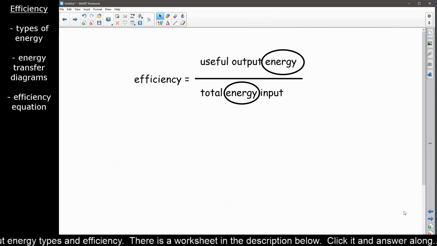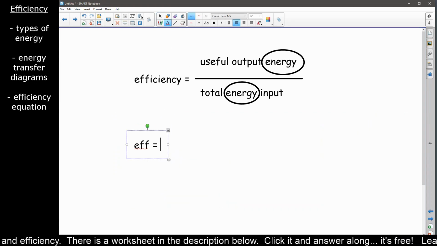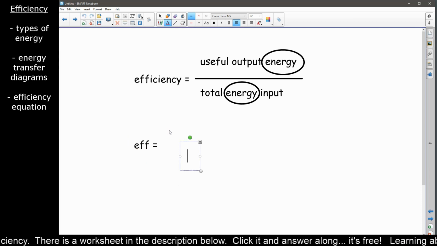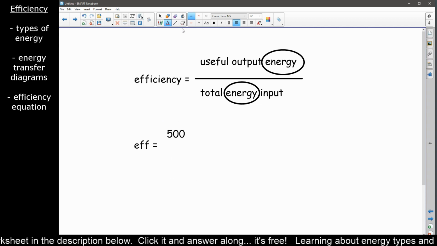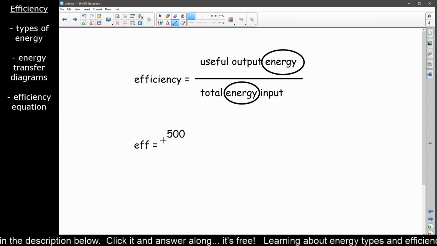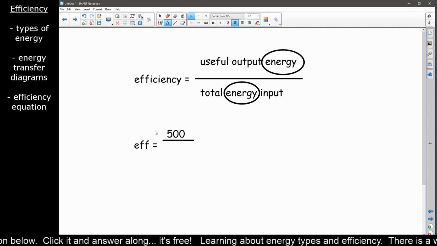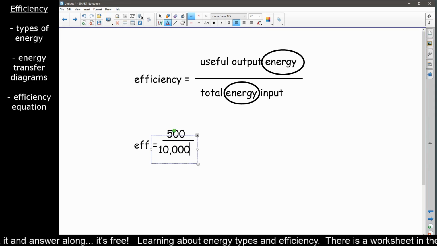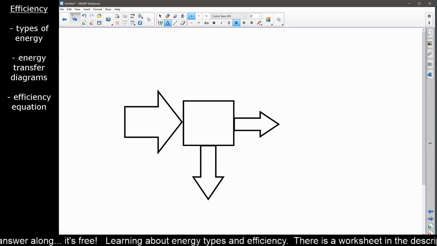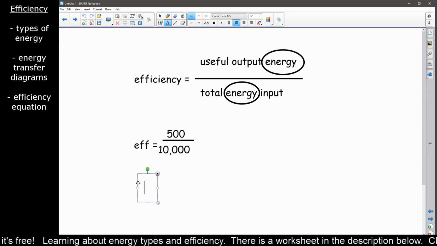Now let's do the other situation. Let's try that our efficiency is equal to, once again, we had an output of 500 joules of useful energy. Notice that we had an actual output of 550. Okay, 50 of it was wasted, but we're not interested in that. We're only interested in the useful output energy. So this time it was divided by 10,000 if I remember right. Let's check back just to make sure. Yep, 10,000 there. So 500 divided by 10,000.